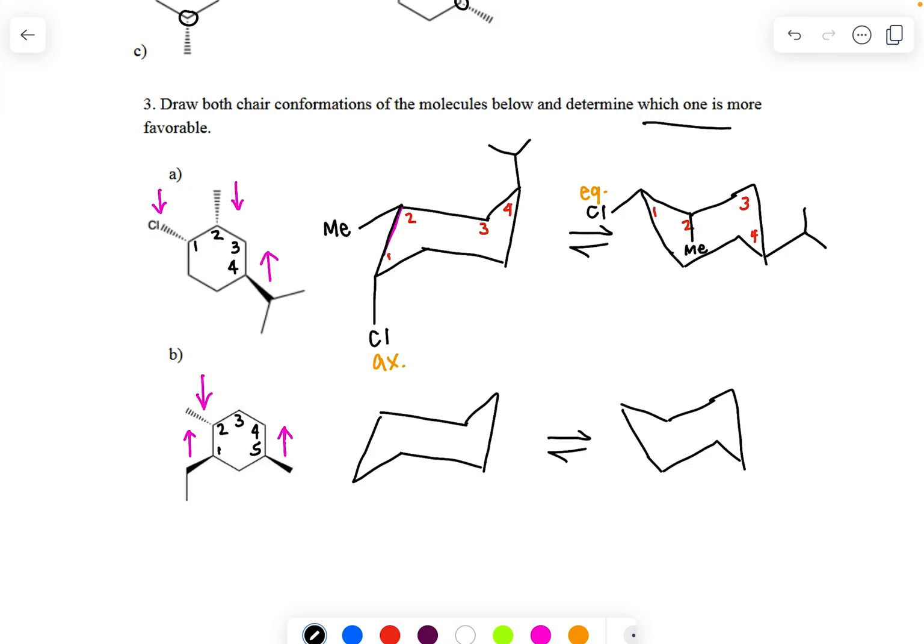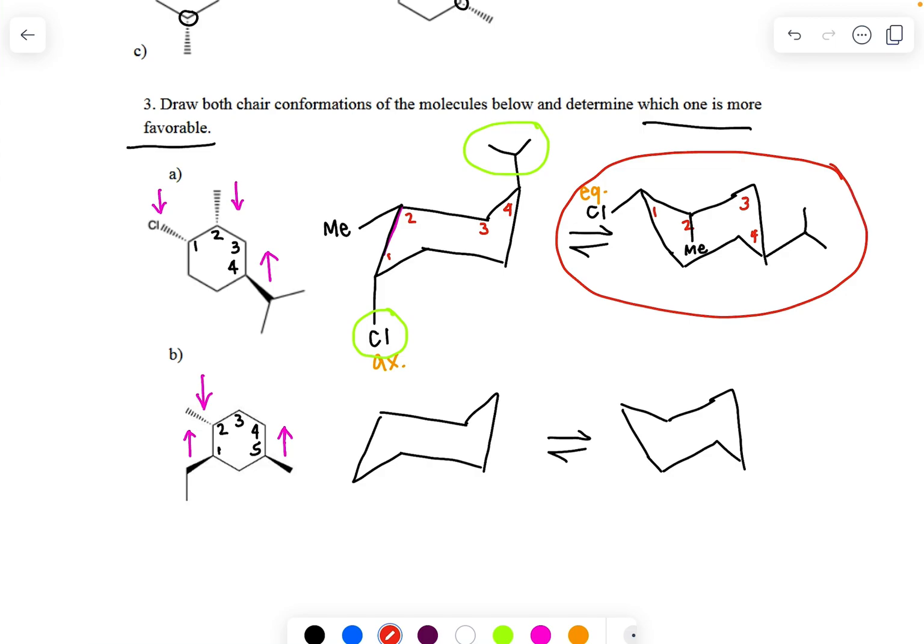Question is, which one is more favorable? Now this is kind of a judgment call. So I have a methyl group that's facing down and it's going to be axial or equatorial, but I have these bigger groups. So my isopropyl is going to be the biggest group here, and I have a chlorine. Those are both going to be axial or equatorial. I would say that in the right molecule, because I can get those bigger groups to be equatorial, overall, the right molecule would be more favorable.